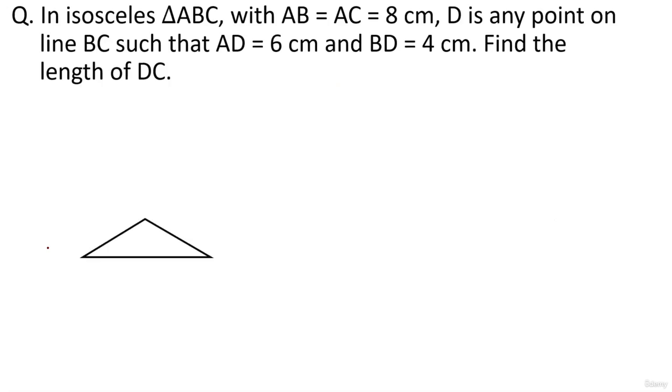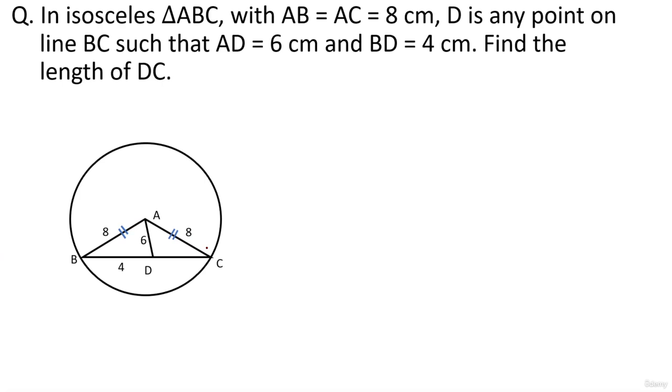Now it's given that there's an isosceles triangle ABC, AB equals AC equals 8 centimeters, and D is any point on BC such that AD equals 6 and BD equals 4 centimeters, right? Now, guys, I'll treat A as the center of the circle, and it's given that AB and AC are equal. So keeping A as the center and AB and AC as the radius, I will draw a circle. That means the circle will be the circumcircle of this triangle ABC.